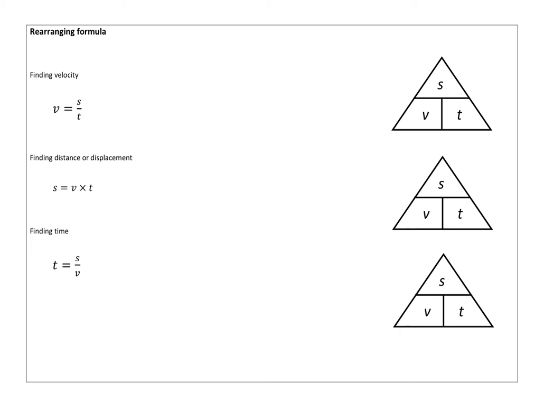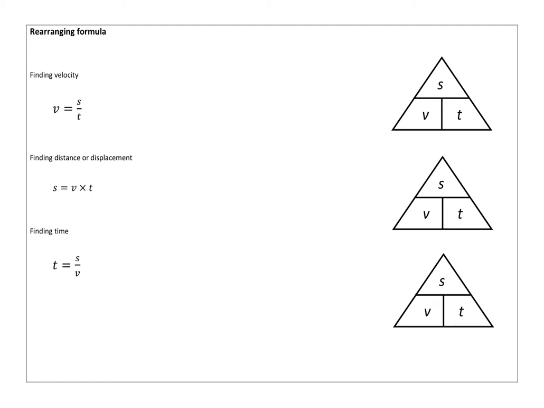But what about if we know the velocity and the time, i.e., we're going to drive at 100 kilometres an hour and we're going to drive for 3 hours, how far are we going to go? What's our displacement or our distance going to be? Well, how do we rearrange the formula to do that? So my preferred method is, well, we want to know S, so we want to get rid of the T. How do we get rid of the T?